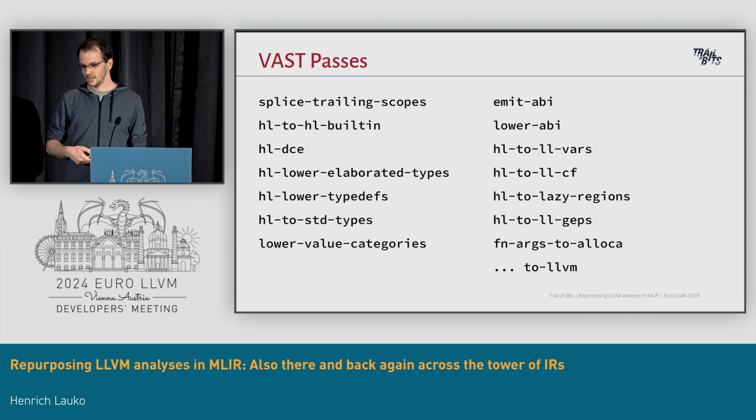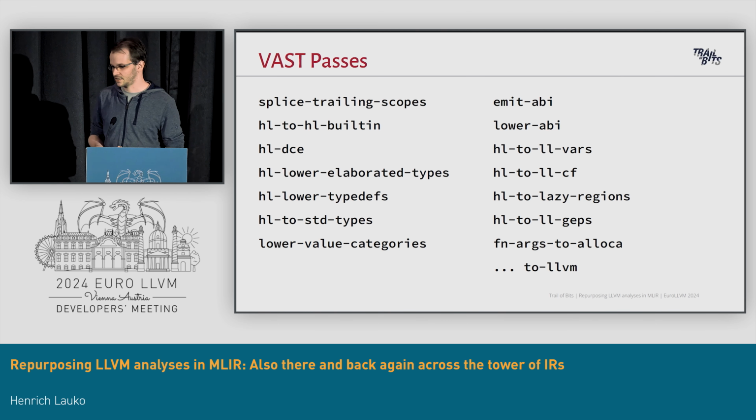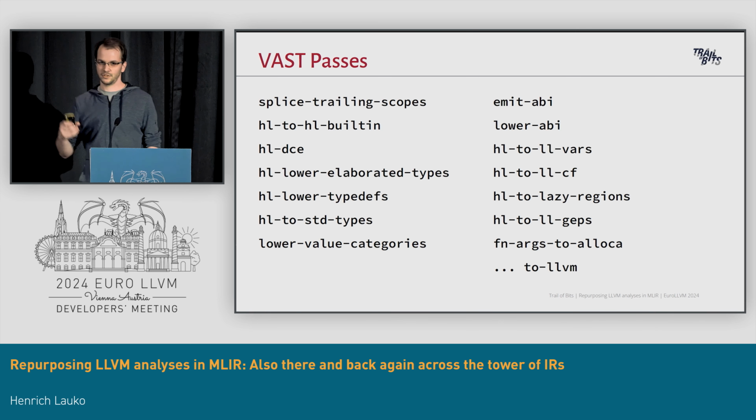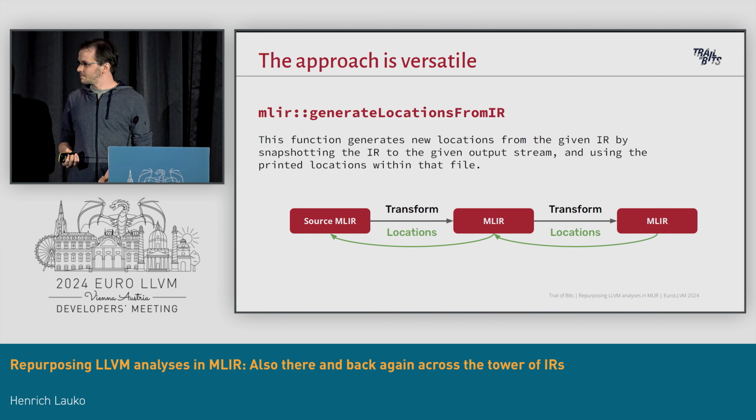You can see we do a lot of type lowering and ABI lowering, variable lowering, and so on. And after each transformation, we can make a snapshot that can be used to link the information in between these transformations. And how do we actually create a snapshot?